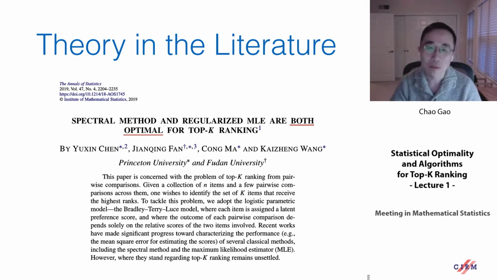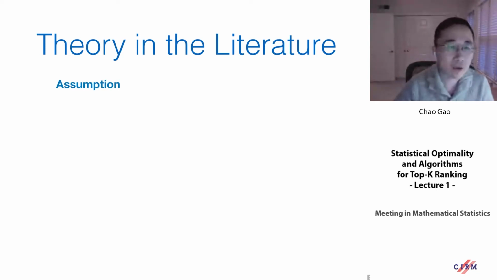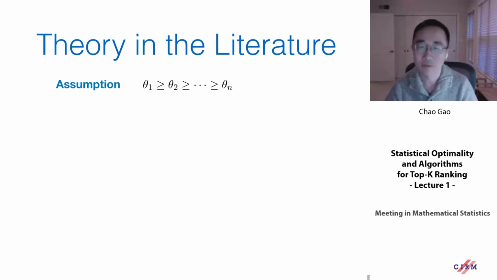Previously, people knew that you have to combine the two methods to do optimal top K ranking, but they are able to show you can actually use either a spectral method alone or MLE alone to achieve optimal top K ranking. So let me briefly summarize this result in the literature. But first of all, let me introduce some of the assumptions that are adopted in the paper. These are also the assumptions that I'm going to use for our result.